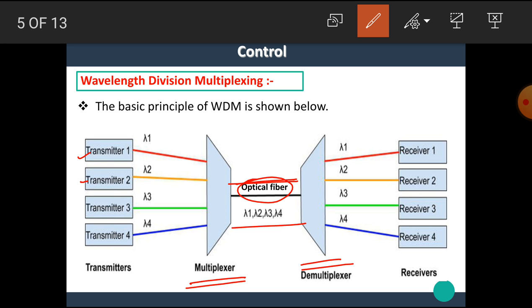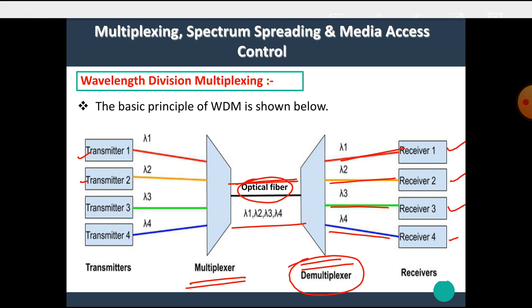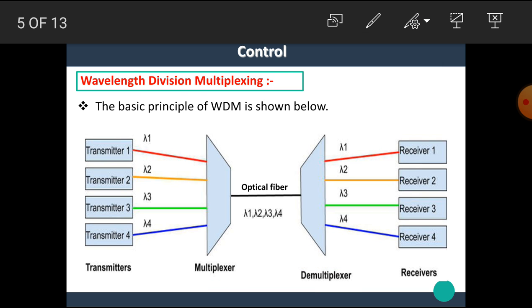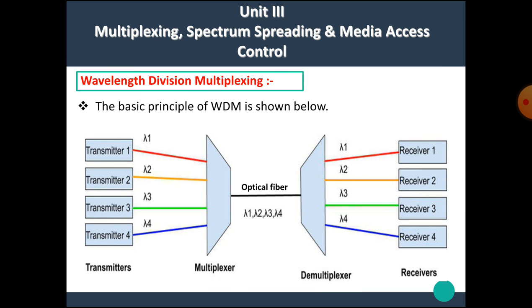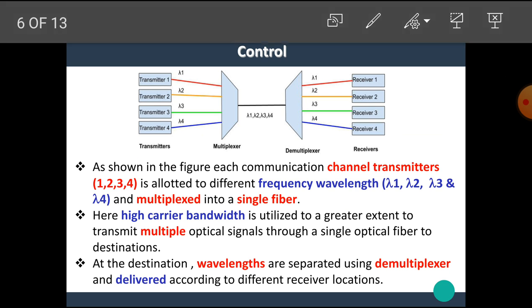At the receiver, there is a demultiplexer block which demultiplexes the signal into the original signals, and we get the original signal here at receiver 1, 2, 3, and 4. I hope you all understand the basic principle of this wavelength division multiplexing. Now, let's see in details.